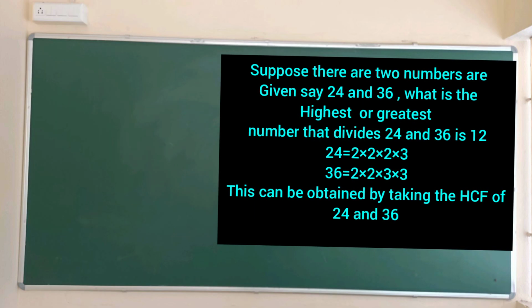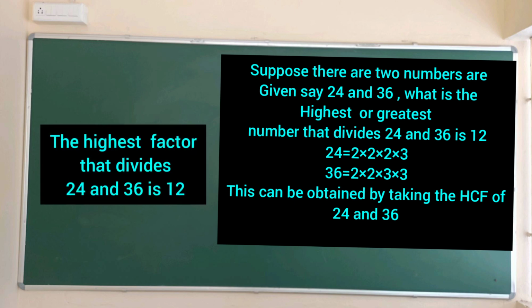Suppose there are two numbers, 24 and 36. What is the highest factor that divides 24 and 36? 12. The highest factor that divides 24 and 36 is 12. This is nothing but the highest common factor that divides 24 and 36.